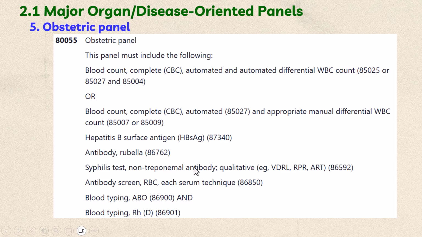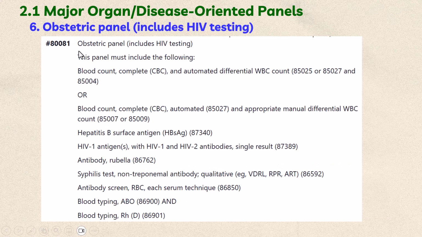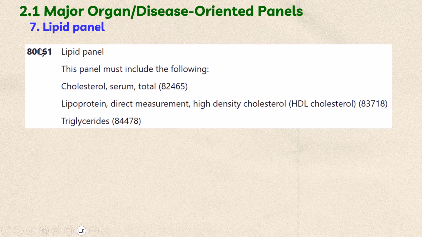In the later part of the video, I'll do some examples related to this. 80081 is for the obstetric panel including HIV testing. So in addition to the previous one, this includes the HIV-1 antigen with HIV-1 and HIV-2 antibodies. Number 7, lipid panel. It is 80061. This panel must include the following: cholesterol, serum total, lipoprotein, direct measurement, high density cholesterol, that is HDL, and triglycerides.